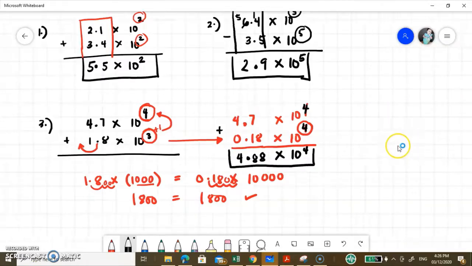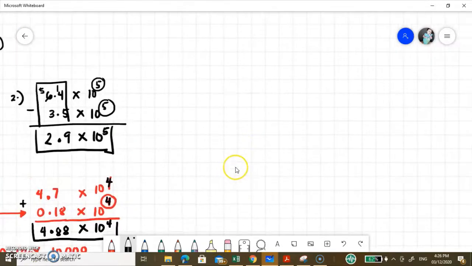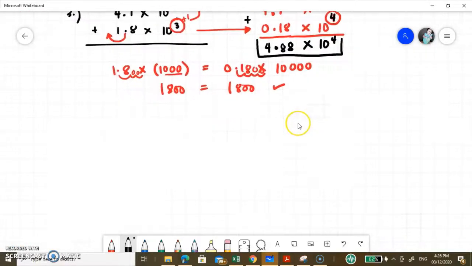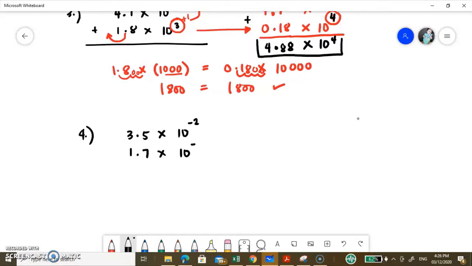Let's have an example na negative naman yung exponent. Okay? So, dito tayo sa baba. If you have, say, number 4, let's have 3.5 times 10 raised to negative 2. Tapos you have 1.7 times 10 raised to negative 4. Sample lang. So, alin dyan yung mas maliit? Okay, mas maliit itong si negative 4 ha. Mas maliit yan kaysa kay negative 2.